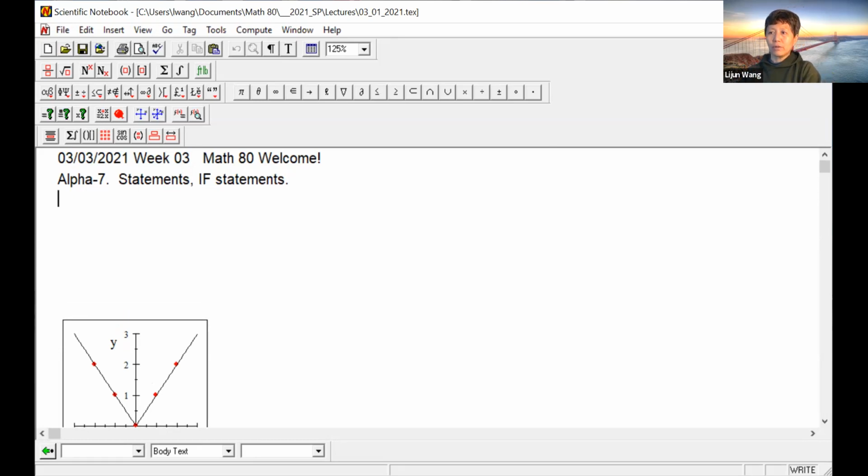So let's look at alpha 7. This is an if statement. What is the title for it? The title says solve for, and this title itself is already indicating it is an if statement. Okay, so are you guys with me? You guys still with me?